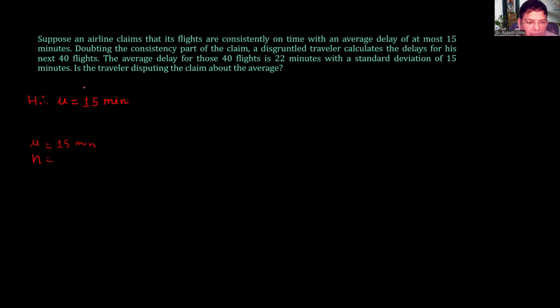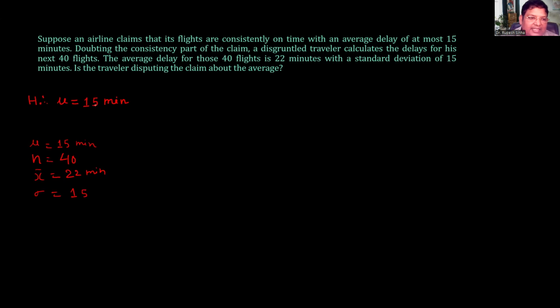So n equal to how much is given? 40, and the average delay he gets is 22 minutes. So X bar he is getting is 22 minutes, right? And a standard deviation of 15 minutes. Flights with 22 and standard deviation 15. So is the traveler disputing the claim about the average?